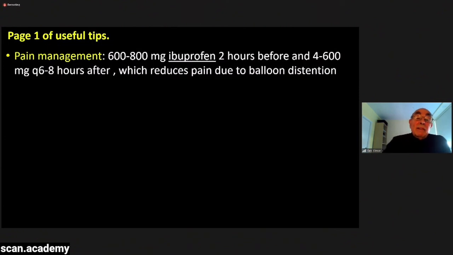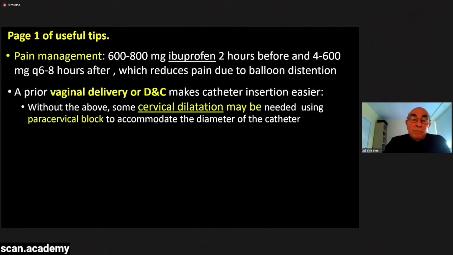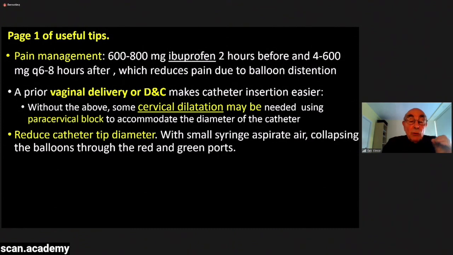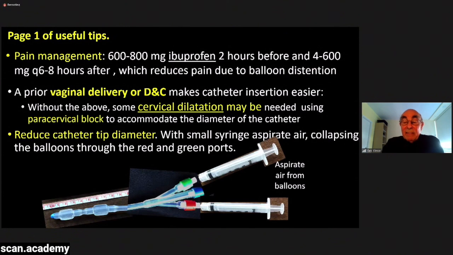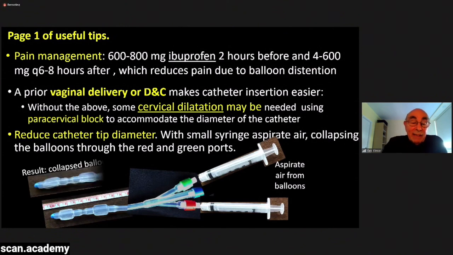So here is basically what I do. I do pain management 2 hours before and then every 6 hours, reducing pain due to balloon distension. Now, this is extremely important. When you have a patient with a prior vaginal delivery or DNC, that makes the catheter insertion easier. Without the above, some cervical dilatation may be needed using the paracervical block to accommodate the diameter of the catheter. And to reduce this diameter, I usually use small syringes to aspirate air, collapsing the balloons through the red and the green ports.